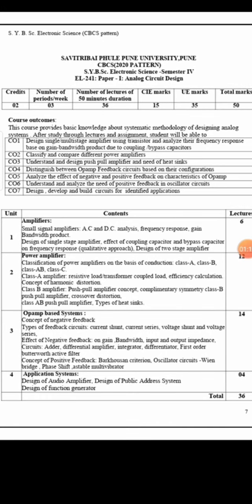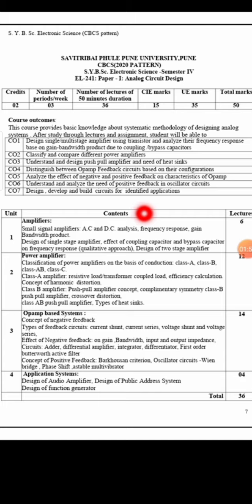So here we have the course outcomes. What do you mean by course outcomes? By learning analog circuit design, what are you able to do? This course gives us the basic knowledge about the systematic methodology of designing of analog system. After completing this course, you can classify and compare different power amplifiers. You can understand and design push-pull amplifiers and the need of heat sinks.